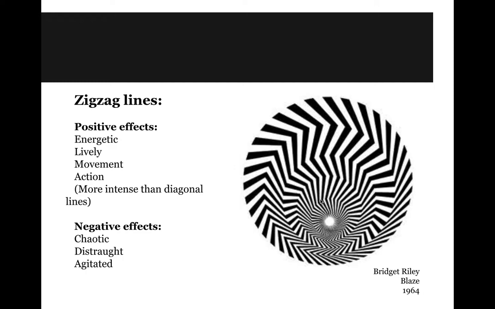So they're really energetic, they're lively. Action and movement again, but they're more intense than diagonal lines. And then they're going to have the same positive and negative effects, but even more so. So they're chaotic. You can get a sense of being distraught or agitated.